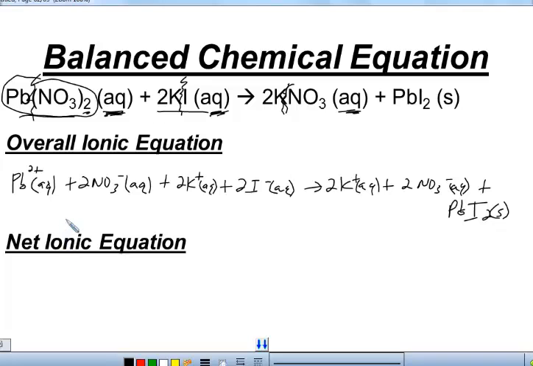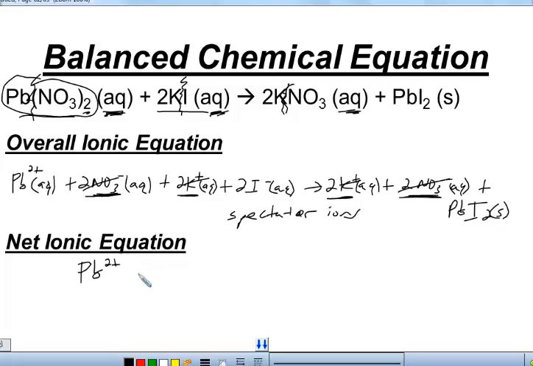Now a net ionic equation. A net ionic equation is an equation where you get rid of what we call the spectator ions. And the spectator ions are ions that show up on both sides and don't do anything. They're aqueous on both sides. So if I look here, it's 2 nitrates, and here I have 2 nitrates. Here I have 2 potassiums, and here I have 2 potassiums. So those are called spectator ions. I can eliminate those from my net ionic equation, because they're not really doing anything. They're ions before, they're ions after. They're spectators. They're watching the action happen.